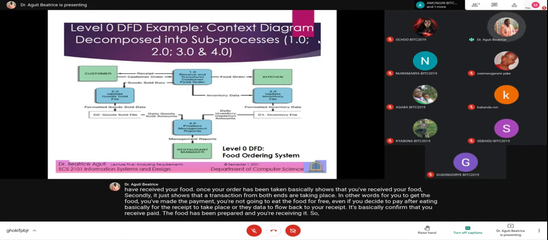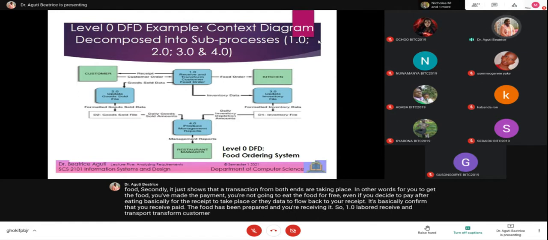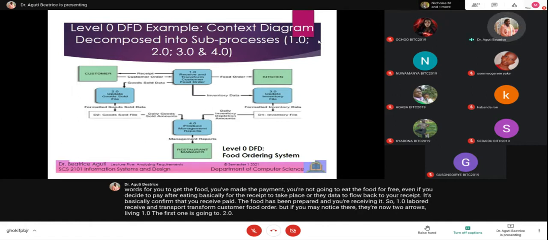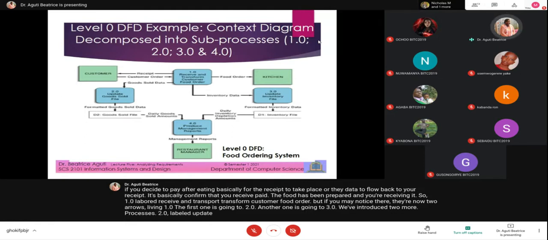So 1.0 is labeled receive and transform customer food order. But if you may notice, there are now two arrows leaving 1.0. The first one is going to 2.0. Another one is going to 3.0. We've introduced two more processes. 2.0 labeled update goods sold file. And the data flow there is saying goods sold data.